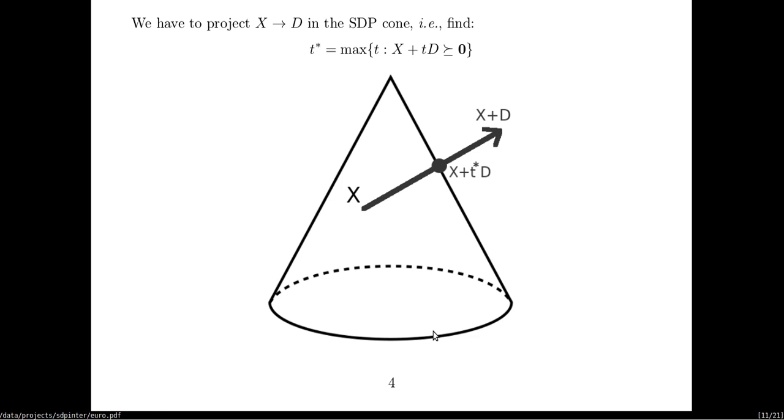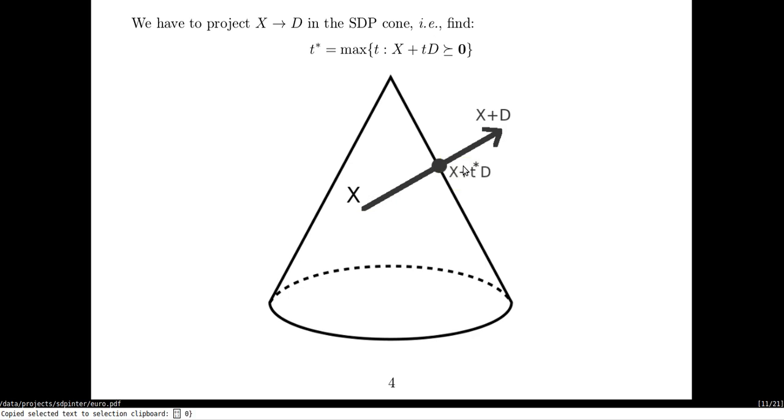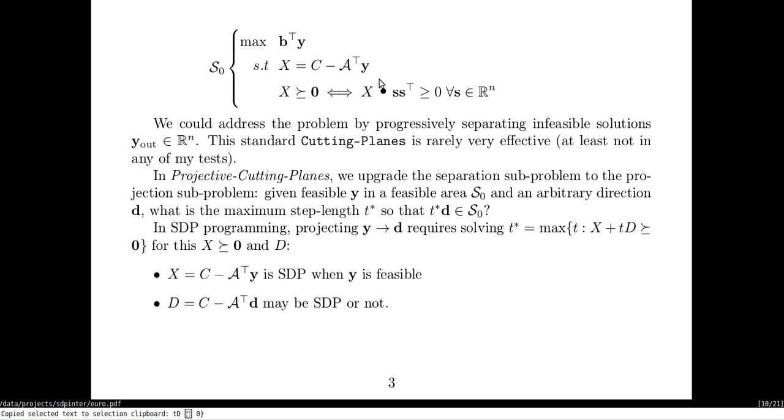To make it visually easy to see, we want to project from some SDP matrix X inside the SDP cone towards some direction d, so this can be the point X plus d, and here we need to solve this projection subproblem. We need to find t star, the maximum t star, so that X plus t star d is SDP. At the same time, we need to find the cut, that is a cut that is satisfied with equality by this point. When I say a cut, it's S S transposed.